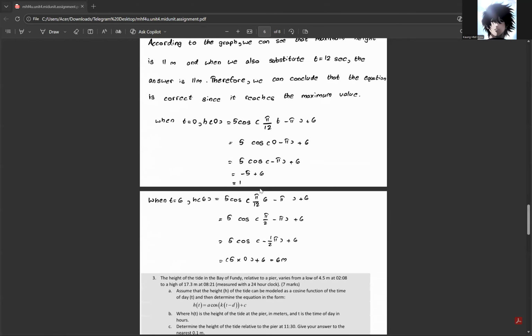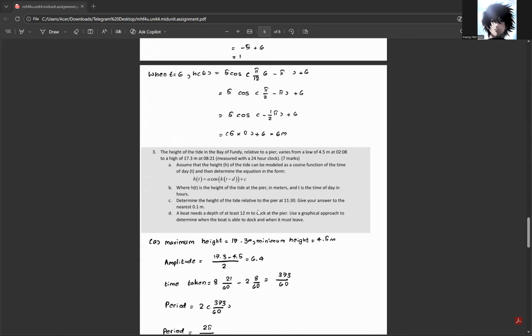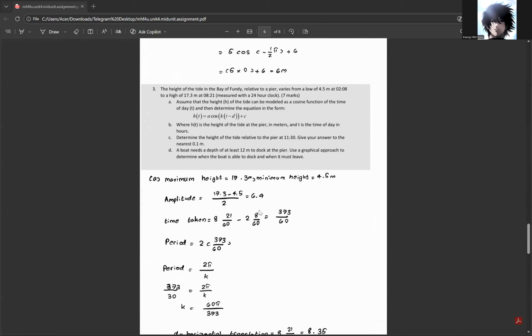Moving on to question 3. We are given that the low tide is 4.5 meters at 2:08 a.m. and the high tide is 17.3 meters at 8:21 a.m.